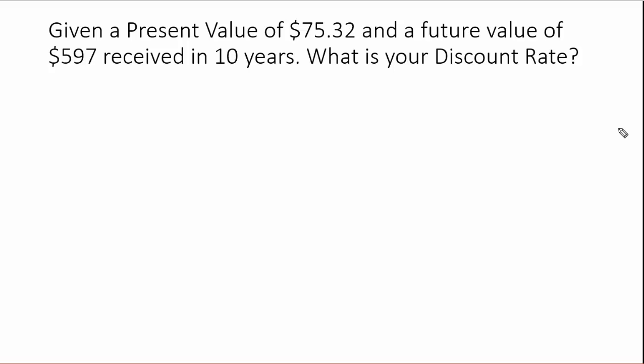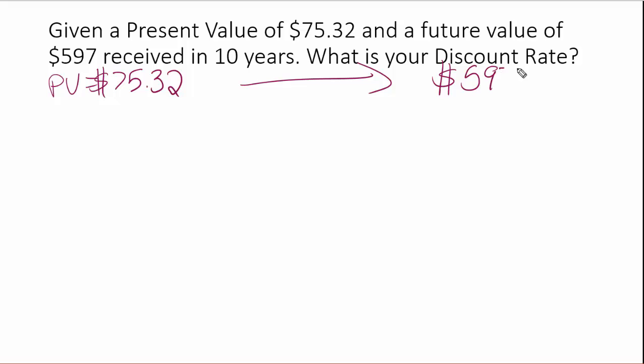All right, so the problem here is that we have a present value that we're given as $75.32. And we're saying, hey, what is it going to take to get this to grow to be worth $597 in 10 years, right? So basically, what we're saying here is I'm putting $75.32 in an account. It is growing for 10 years, and in 10 years I'm going to have $597. I'm trying to figure out what exactly is my interest rate here.